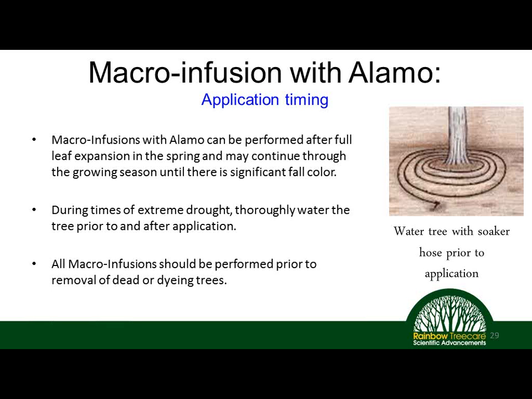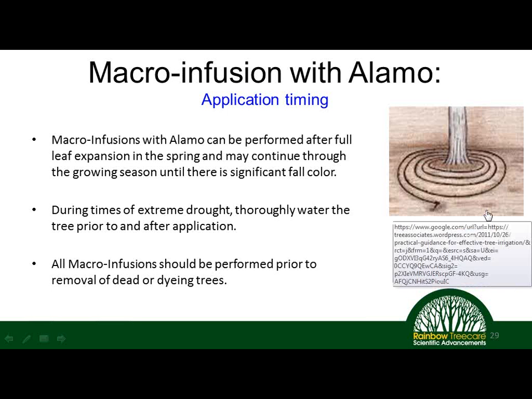During times of extreme drought, a recommendation that we make is to advise the homeowner or the property owner to thoroughly water the tree prior to the application. That will help and aid in the uptake of the Alamo, and then after application as well. You can use a soaker hose. That's always a good recommendation to make for a homeowner, and some companies will actually sell those as a service, come out and set those up on properties to work with homeowners to do that for them.